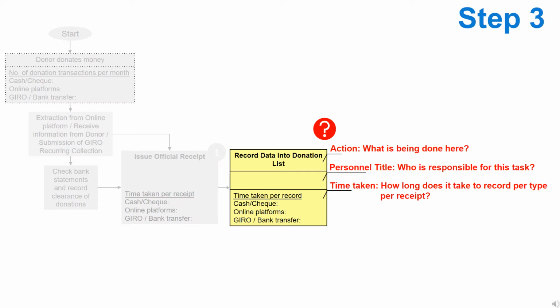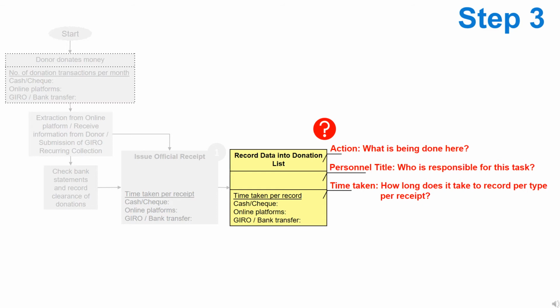Moving on. Perhaps your organization's next step, after the issuance of receipt, is to record the donor information into a database system. For social service organizations, it is essential to capture donors' information, and create a database whom you can reach out to for donation drives or charity events.